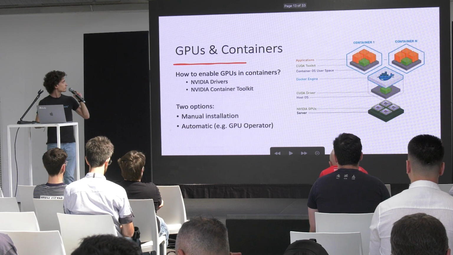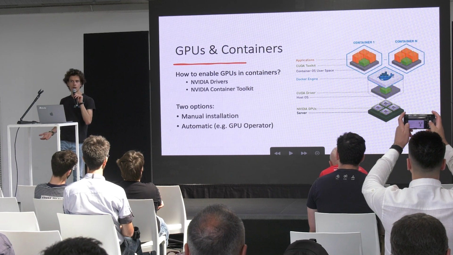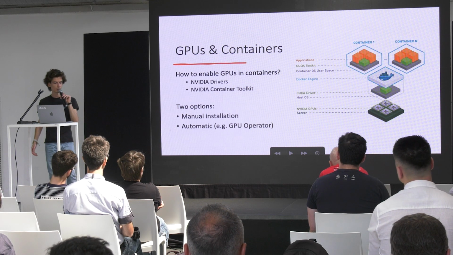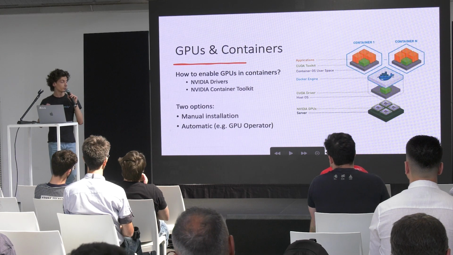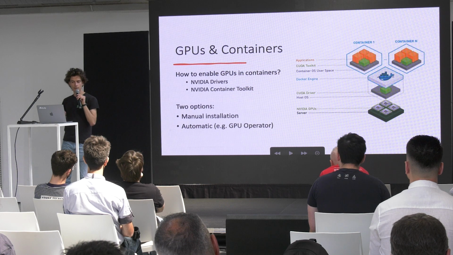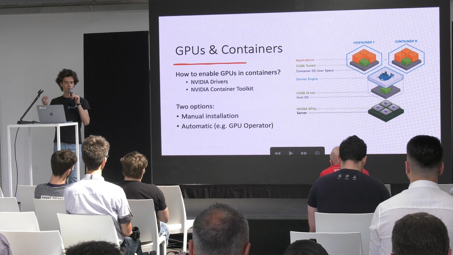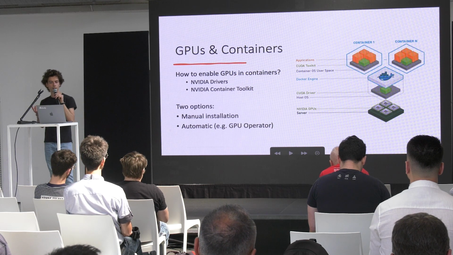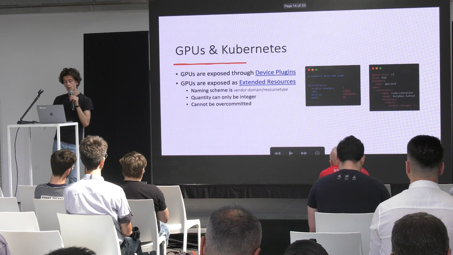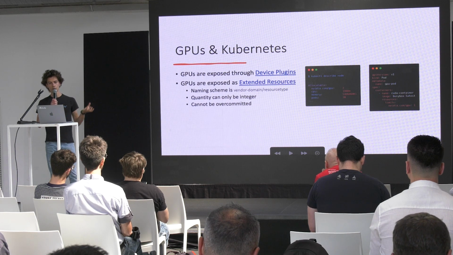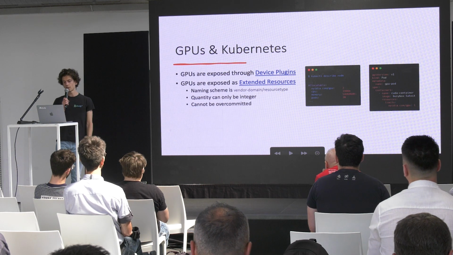So we have seen the 3 different sharing techniques for GPU. How do we bring them to Kubernetes so that we can use them in our cluster? Well, first of all, we have to enable GPUs in our containers. How do we do that? We need to install NVIDIA drivers on the host, of course, and the NVIDIA container toolkit, which includes the container runtime and makes the GPU available to the container. Here we have 2 options, manual installation or, better, the GPU operator, which does that for us. Once we have GPUs available in the containers, we need to make them available to Kubernetes. So how do we do that? This is done with a device plugin.